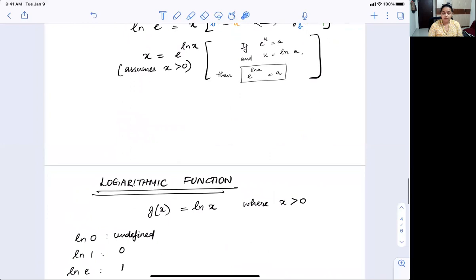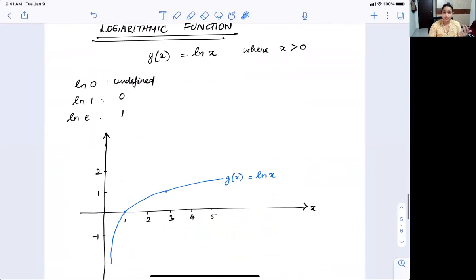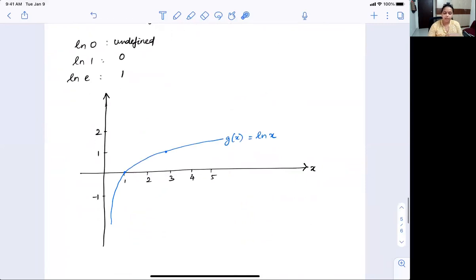Now, what's the logarithmic function? It's just the function of ln of x. So, g of x is ln of x. So, in this graph, we go ahead and plot out the ln function, and it's defined only for positive values of x. It is undefined at x is 0. And we have values of ln 1, ln 2, this is I think ln e, which is equal to 1, and so on. And that's how we plot the logarithmic function.